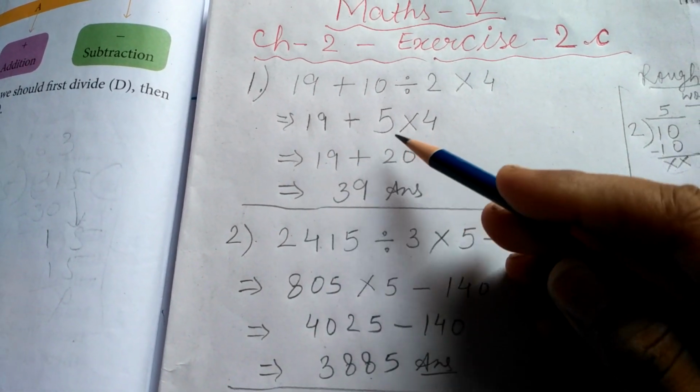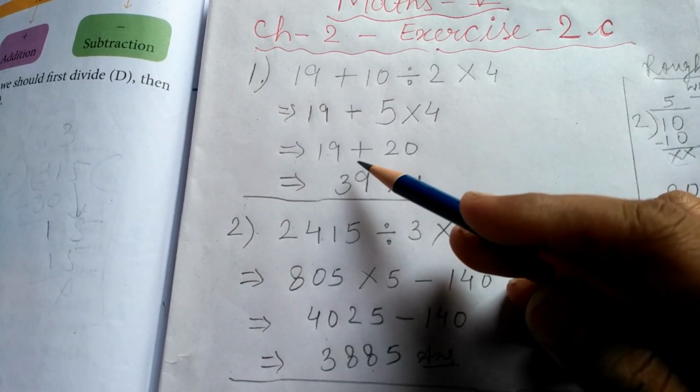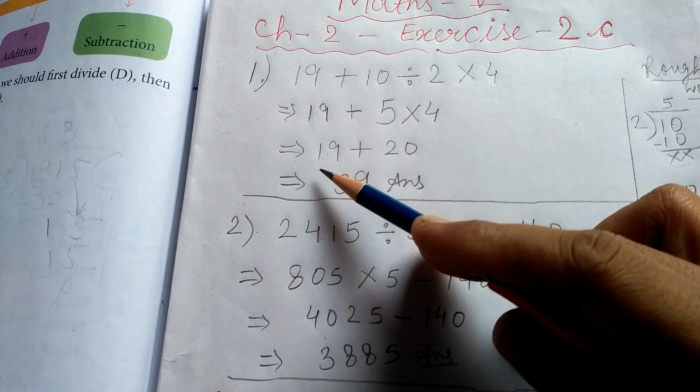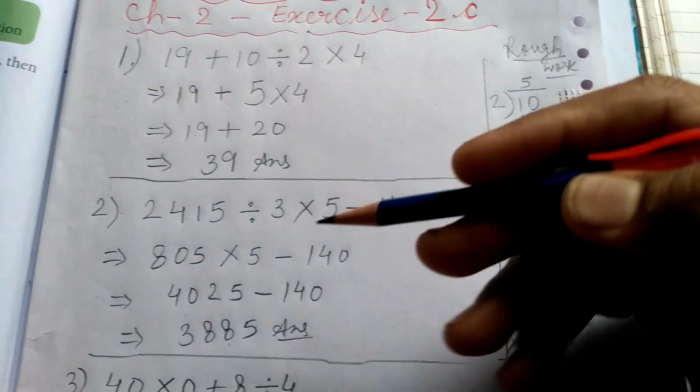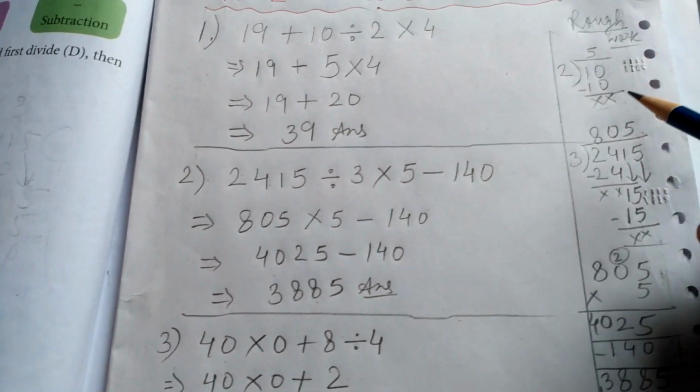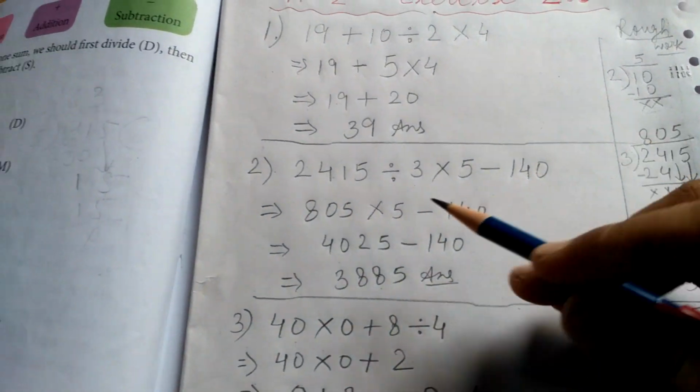So now 19 plus 5 fours are 20, and then we will add it. So 19 plus 20 is equal to 39. Okay, that I have done directly. You can also show it in steps.